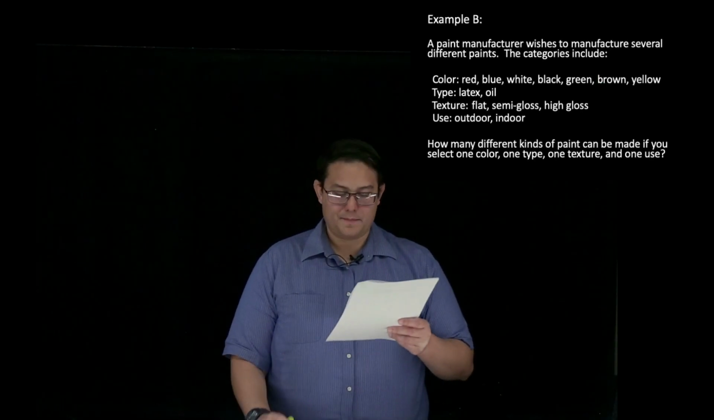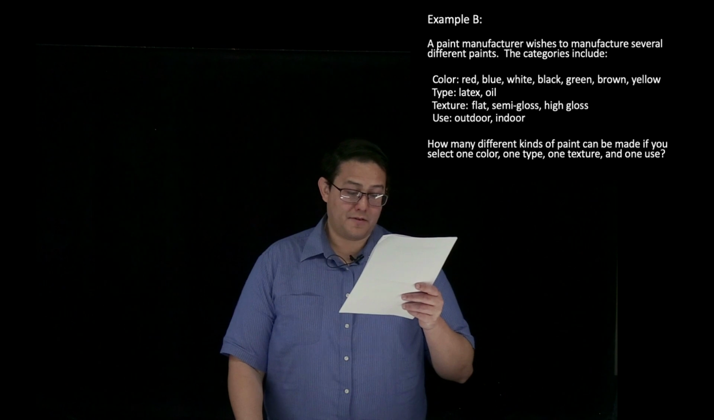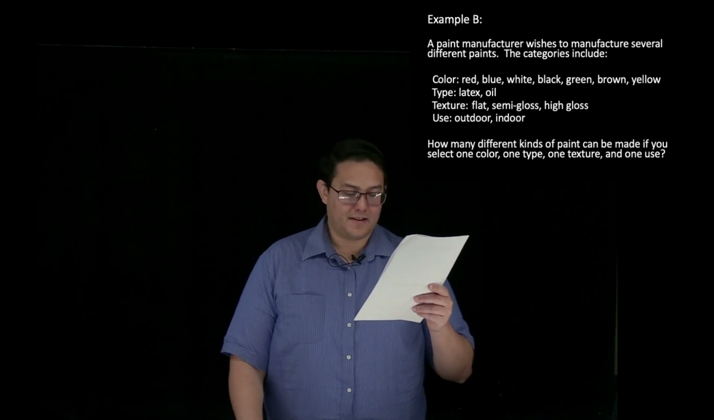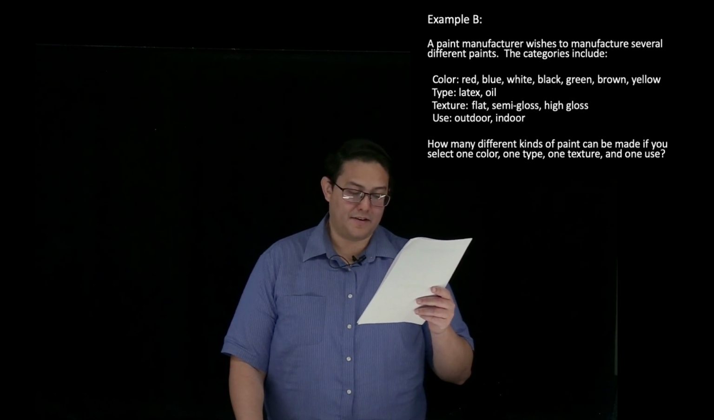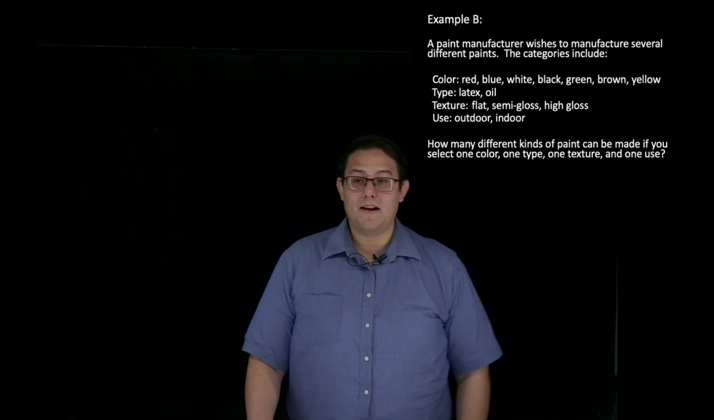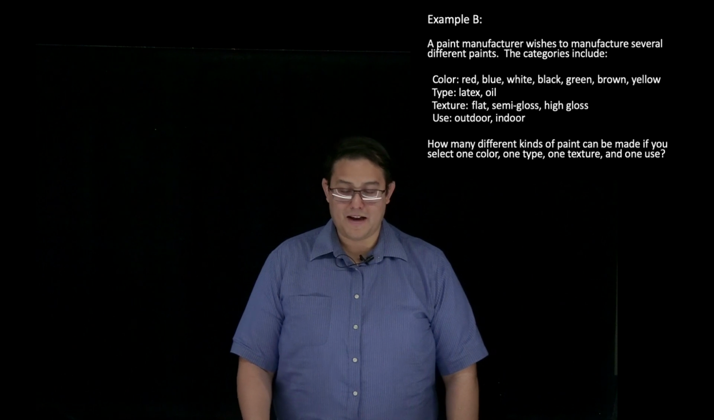So for example B, a paint manufacturer wishes to manufacture several different paints. So we have 4 different categories: color, and the colors are red, blue, white, black, green, brown, and yellow. And we have type, which is latex and oil. And then texture, which are flat, semi-gloss, high gloss, and use, which is outdoor and indoor. And we want to figure out how many different ways we can create these paints.